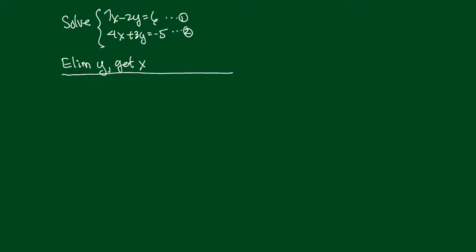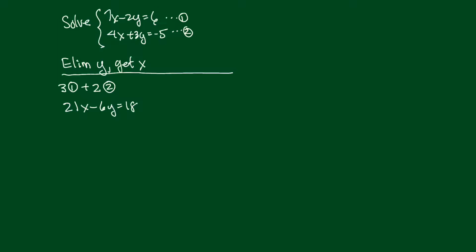So here's my plan. I can make these 6's if I multiply this by 3 and this by 2, but I have to multiply through the entire equation. So here is the plan. It's going to be 3 times equation 1 plus 2 times equation 2. This is just a notation. It says to take 3 times equation 1 and then add to that 2 times equation 2. So 3 times equation 1. Take this 3 here and multiply it all the way through that first equation. It looks like this: 21x minus 6y equals 18.